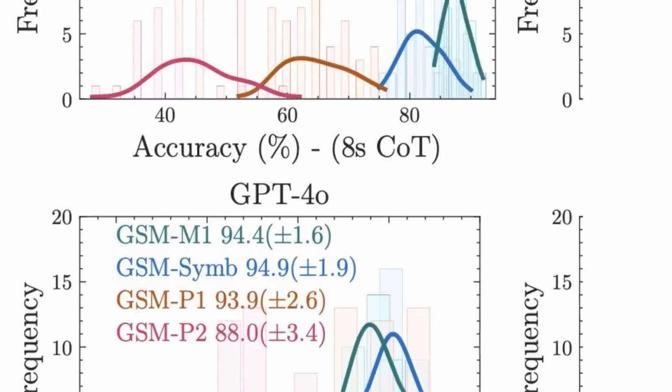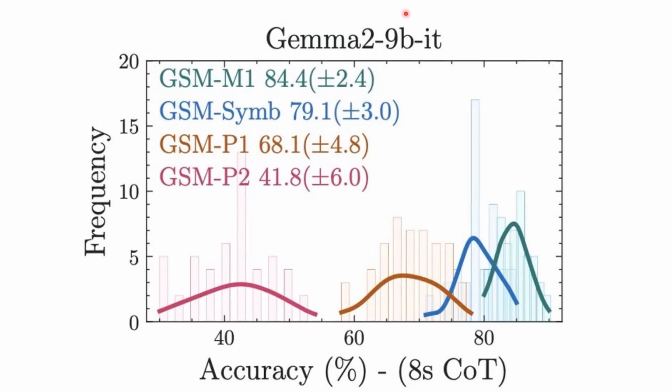If you go to something like Gemma 2, which is an open model, which is really nice, people can play with it. It doesn't do as well as ChatGPT. It gets more about 80%. But look how much it gets decimated as you add in these problems. It's dropping down now to 40% with a wide distribution.